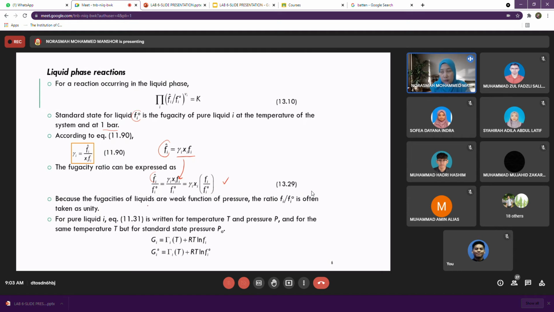Okay, because the fugacity of liquid is a weak function of pressure, the ratio of fi over fi naught is often taken as unity. Okay, it is equal to 1.